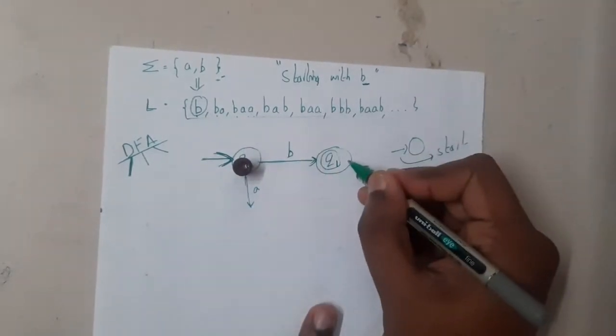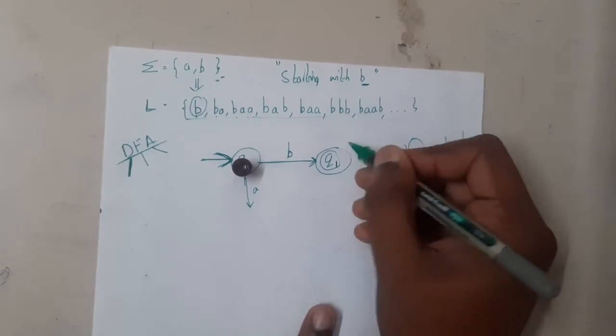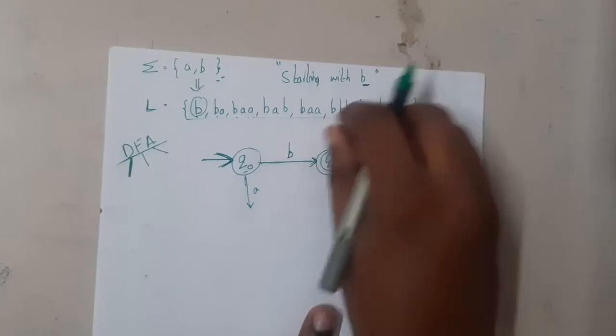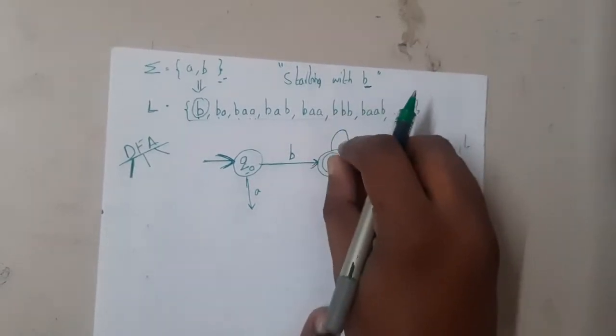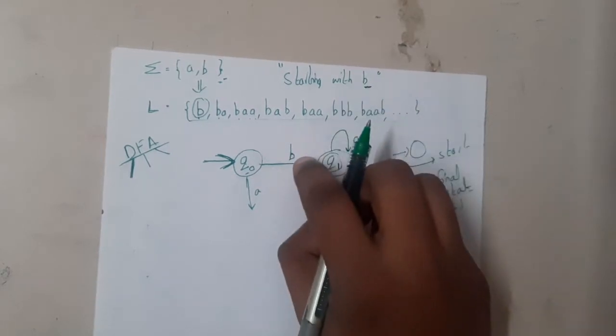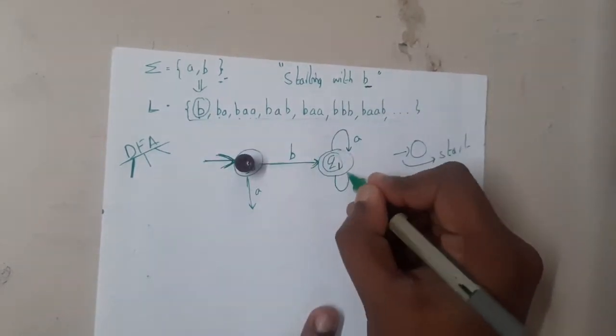Okay, so now once I am here, if a comes, what should I do, guys? I can loop here, right? So if a b, however many a's come, no issue. But suddenly if b comes, what should I do? B is also okay, right? Because the only condition is starting with b. So for b also, let us keep a loop.